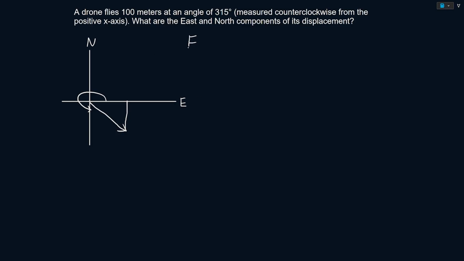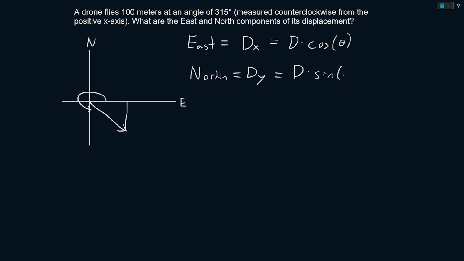The east component of the displacement is equal to the x component, and this can be found by multiplying the magnitude of the displacement by cosine of theta. The north component is equal to the y component of the displacement and can be found by multiplying the magnitude of the displacement times sine of theta. We know that they are cosine and sine because we are measuring relative to the positive x-axis. If this was relative to the y-axis, they would be flipped.